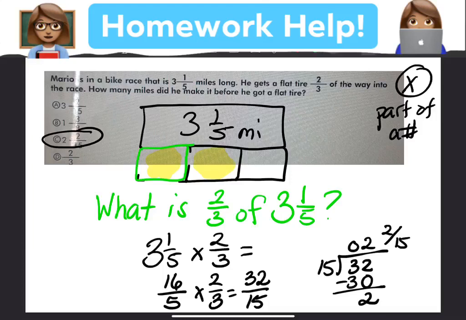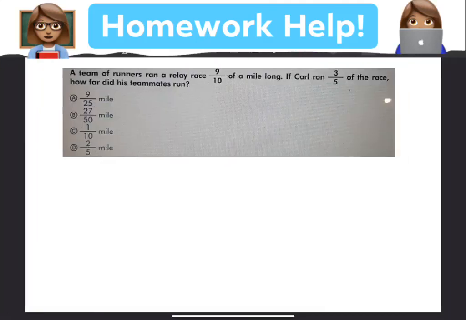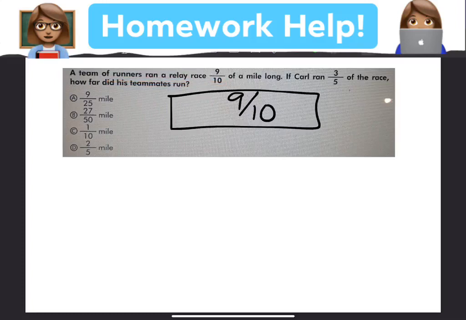I'm going to show you why this works in the next problem, because there's a concept part here. If you're not getting why, just hold on a second. And if you don't care about the why, you can just watch these problems and stop at that point. So here, same thing. A team of runners is doing a relay race that's 9/10 of a mile long, and Carl runs 3/5 of the race. How far did the team run?